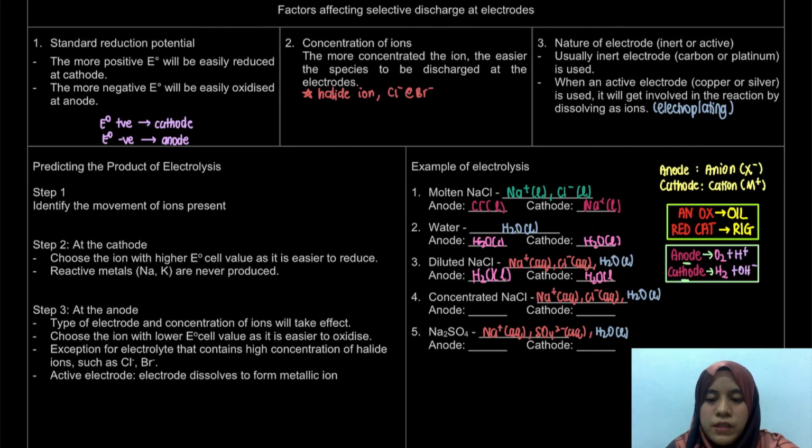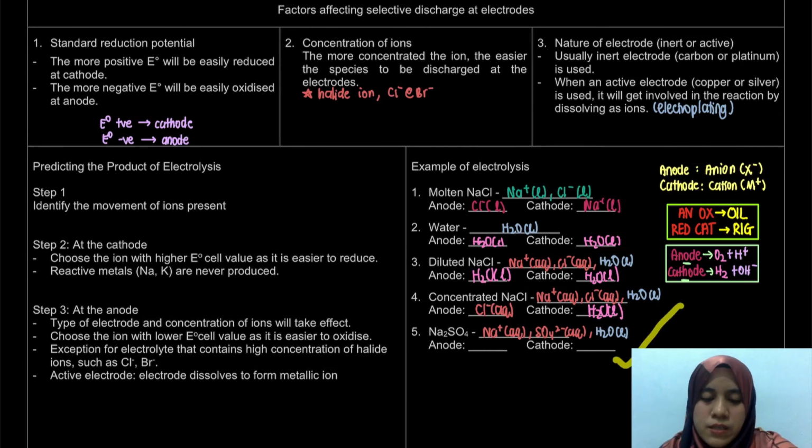Okay, but for the case of concentrated NaCl, because here we have a halide ion at high concentration. So for a high concentration of halide, at the anode we must choose our halide ion. So at the anode here, the exception is Cl-. But then the cathode will be H2O. Okay, so that's for the case of concentrated NaCl.